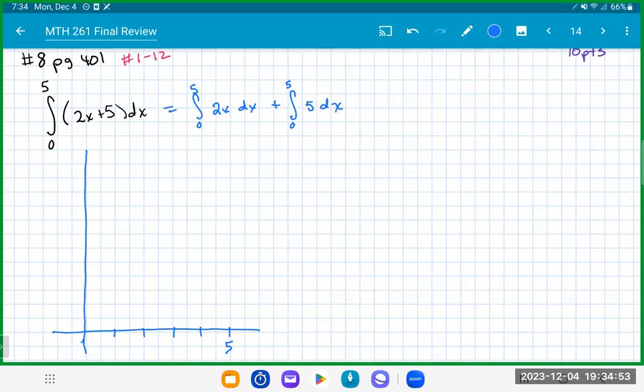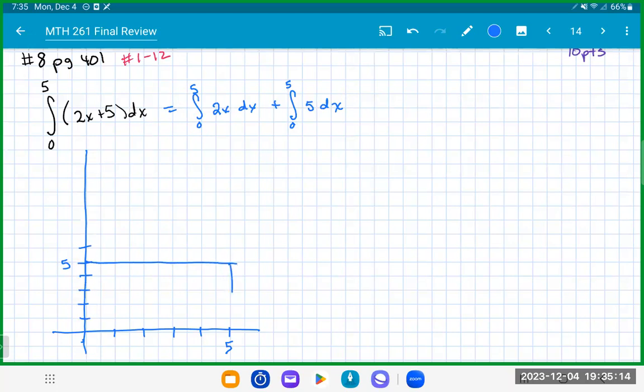Okay. So the easiest one is to do the constant. If I look at this and I plug all those pieces in from 0 to 5, and this is 1, 2, 3. Let's do 1, 2, 3, 4, 5 right here.